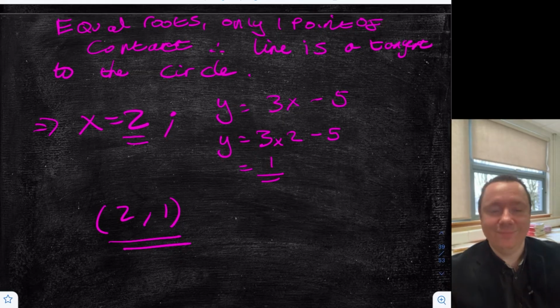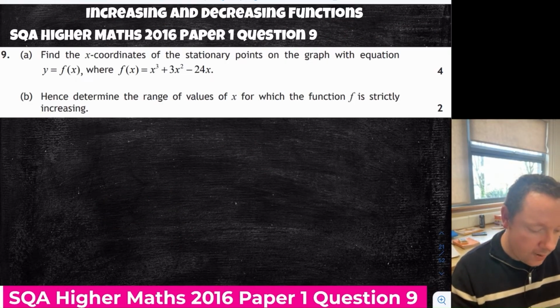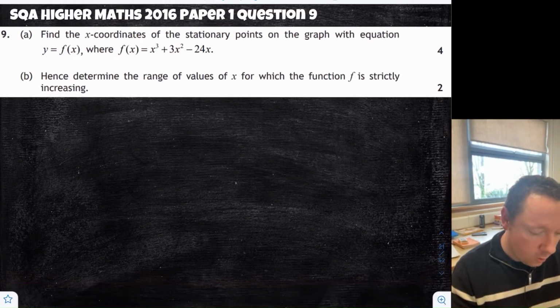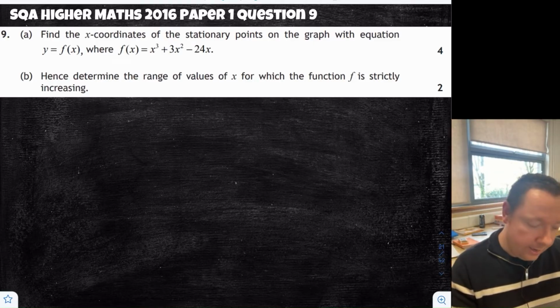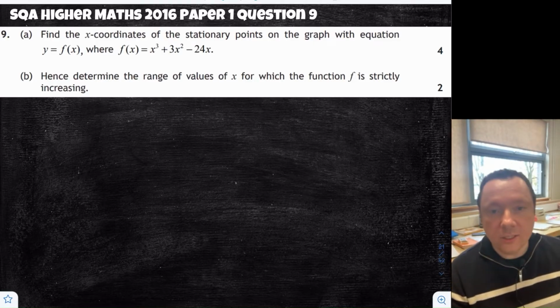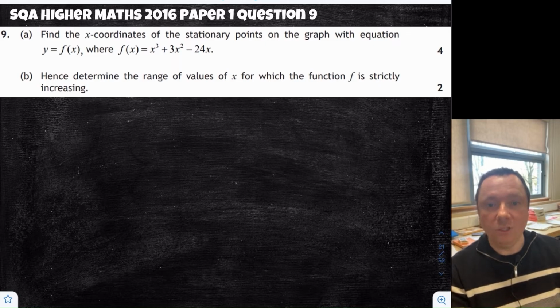And we're done there. Increasing and decreasing functions. SQA Higher Maths 2016 Paper 1 Question 9. Find the x coordinates of the stationary points on the graph with equation y equals f of x, which is x cubed plus 3x squared minus 24x, and then find the range of values for which the function is strictly increasing. Part A, stationary points, differentiation, make it equal to 0.